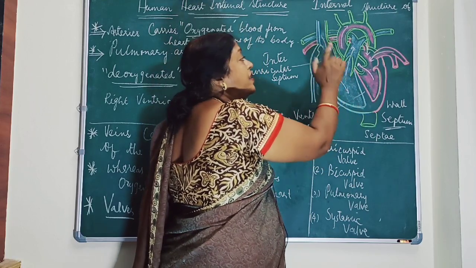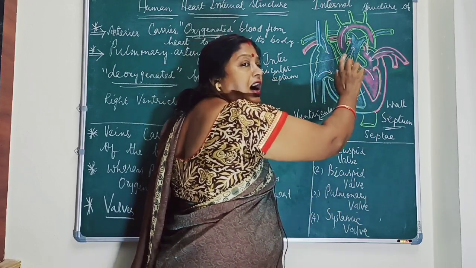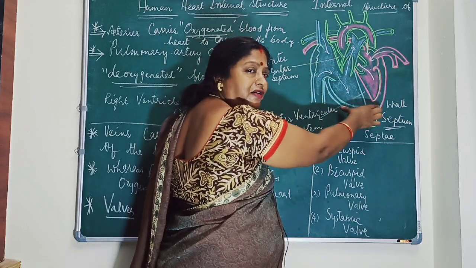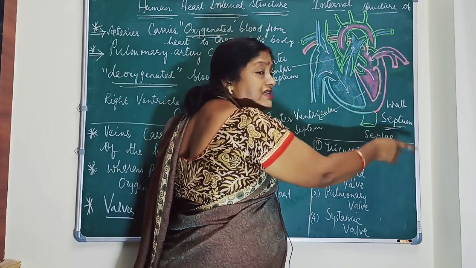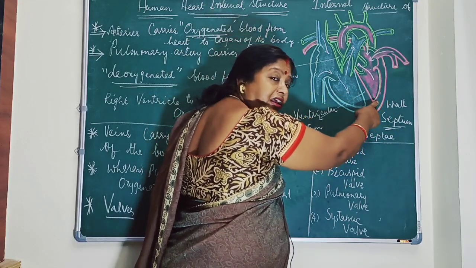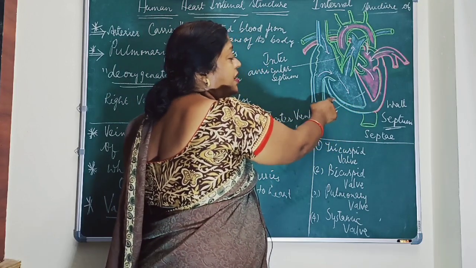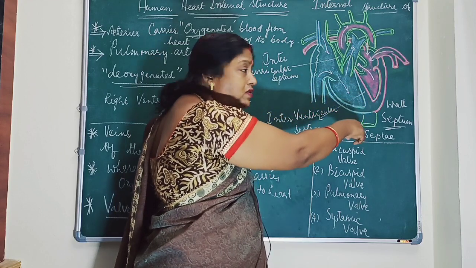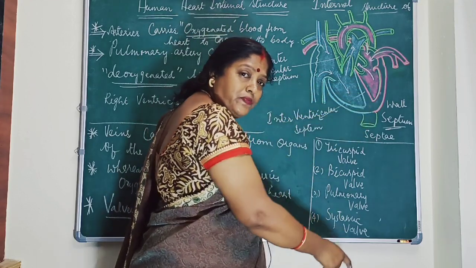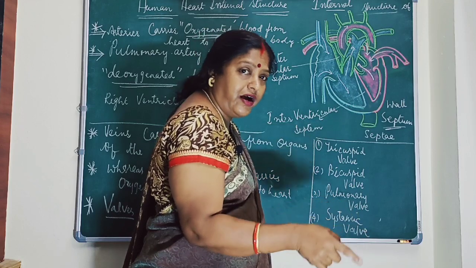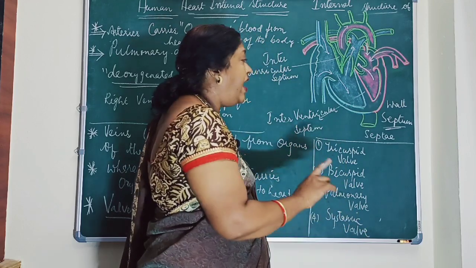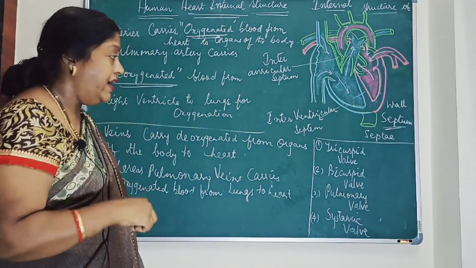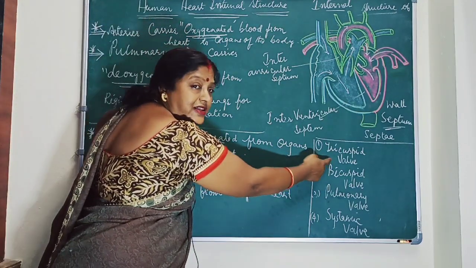Okay, understood, children? The walls of the ventricles are generally thicker than the auricles, because auricles pump the blood into the ventricles, whereas in the ventricles the wall of the left ventricle is much thicker than the wall of the right ventricle, because the right ventricle pumps the blood to the lungs, which are closer to the heart, and the left ventricle pumps blood to the body organs much farther away from the heart. Understood, children? So these are the walls of the heart. Next we will study the valves of the heart.